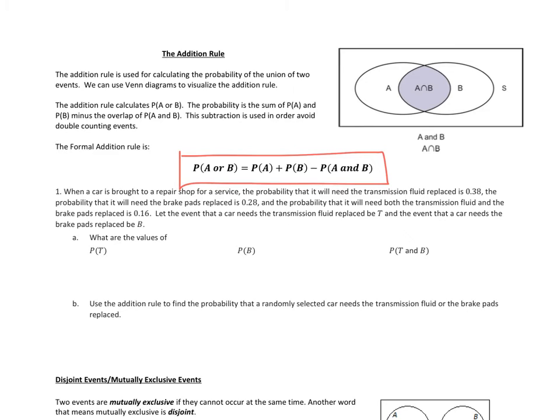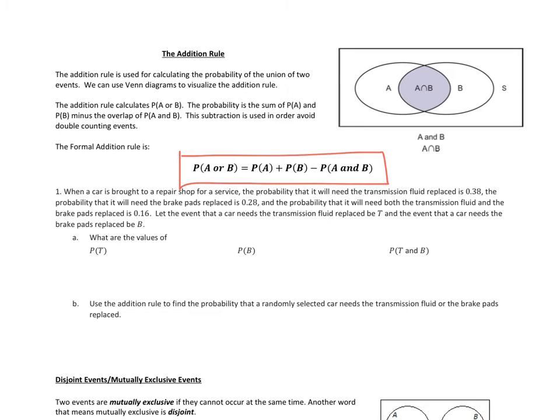All right, so the addition rule is used for calculating the probability of the union of two events. Union means them together, or. So the addition rule calculates P(A or B), the probability of the sum of A and B minus the overlap. So you always want to take into account that there could be this overlap right here. We do not want to double count. The double counting mistake is a huge deal, so we always want to make sure we use this subtraction there.